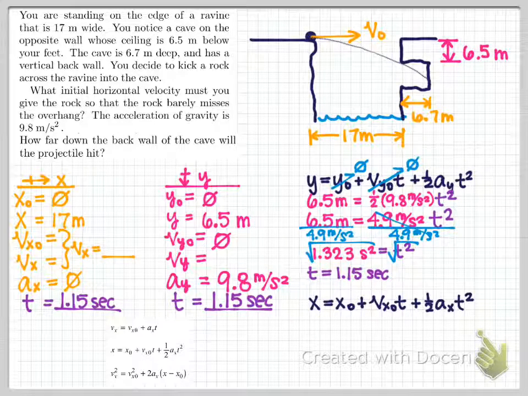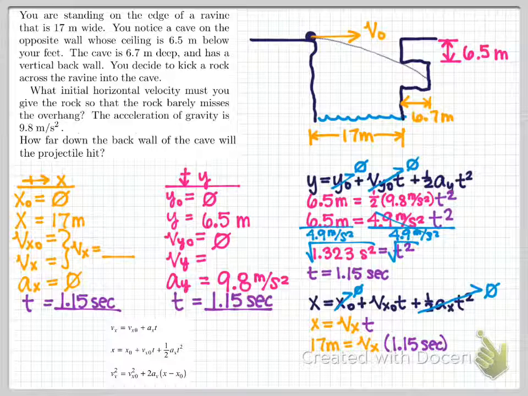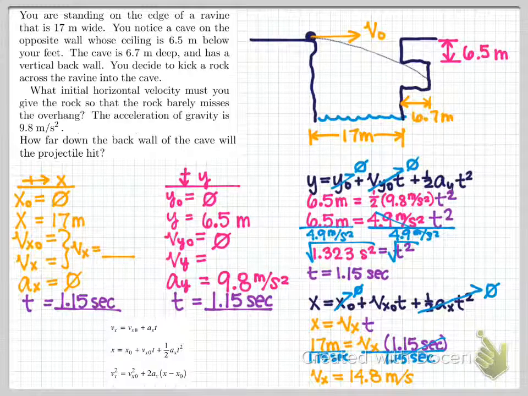Of course, we can cancel out some stuff here. I know that my acceleration is 0, which means that whole final term is 0, and so is x naught. So now all I have left is x equals Vx naught, which is just Vx since it's constant, multiplied by time. And so x is 17 meters and time is 1.15 seconds. Divide both sides by 1.15, and you get that Vx is equal to 14.8 meters per second. And that is how fast you must kick the rock in order for it to just barely skim the top of that cliff, or the bottom of that little overhang, if you will.